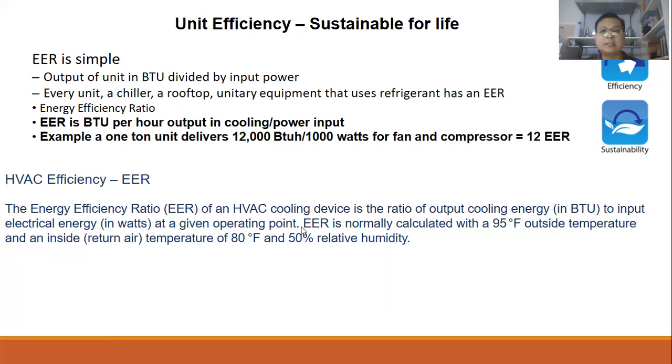EER is calculated when the outside temperature is 95 degrees Fahrenheit, or around 35 degrees Celsius. The temperature inside the room should be 80 degrees Fahrenheit, and the relative humidity should be 50%. So how do we measure the efficiency in our residential HVAC system? In an HVAC system, maybe we can use this EER to measure the unit efficiency.